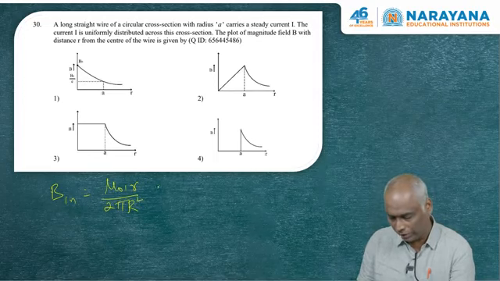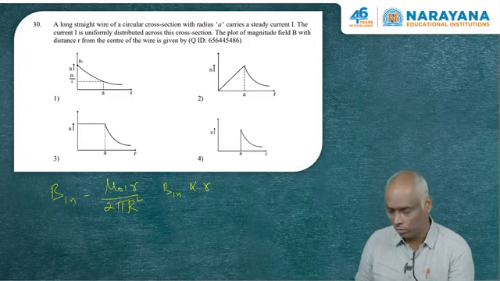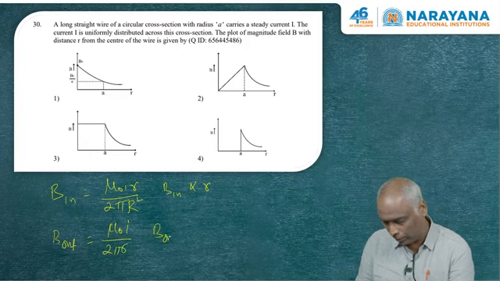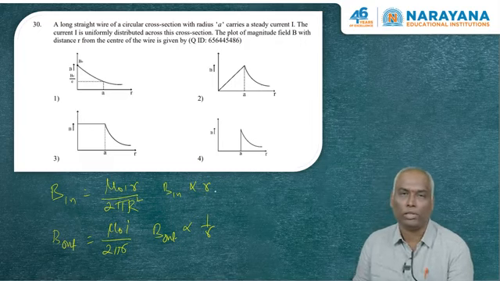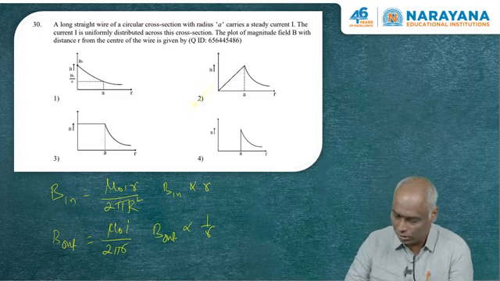So field at a point inside will be directly proportional to small r. So on the axis the value of field will be 0. Up to the circumference, field is directly proportional to small r, whereas field outside will be given by mu naught I divided by 2 pi small r. Field at a point outside is inversely proportional to small r. So when we plot a graph between field and distance small r, it is going to be a straight line passing through origin up to the surface of the conductor, and outside it should be a rectangular hyperbola because field is inversely proportional to small r. So it is going to be option 2.